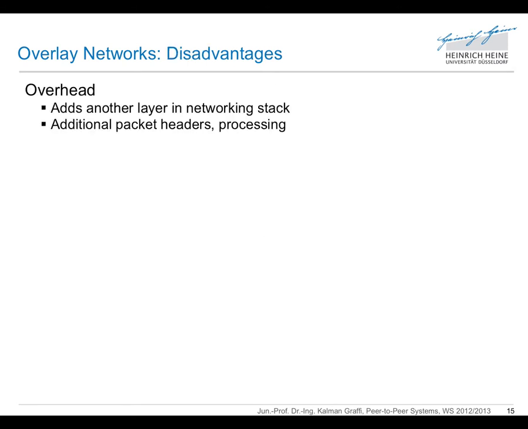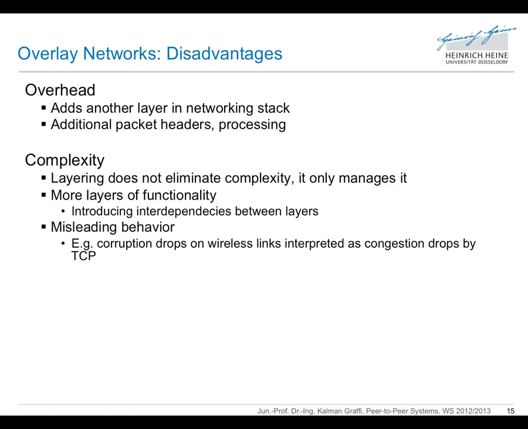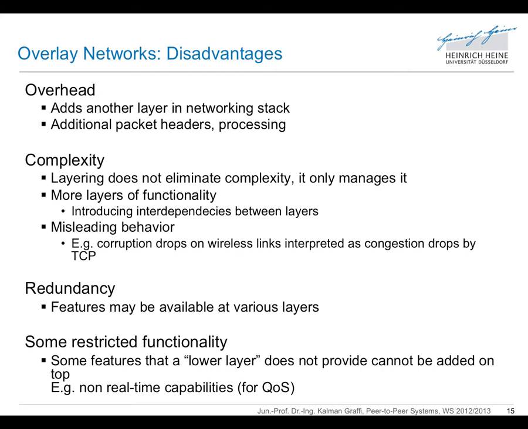And what are the disadvantages? It introduces overhead. With your new protocols for the overlay, you of course have more traffic. It's another layer in the network stack, with more packet headers. It's getting complex. You get more and more layers of functionality that might interfere with each other. There might be interdependencies. You might have the same functionality at different layers. So it's even more costly.